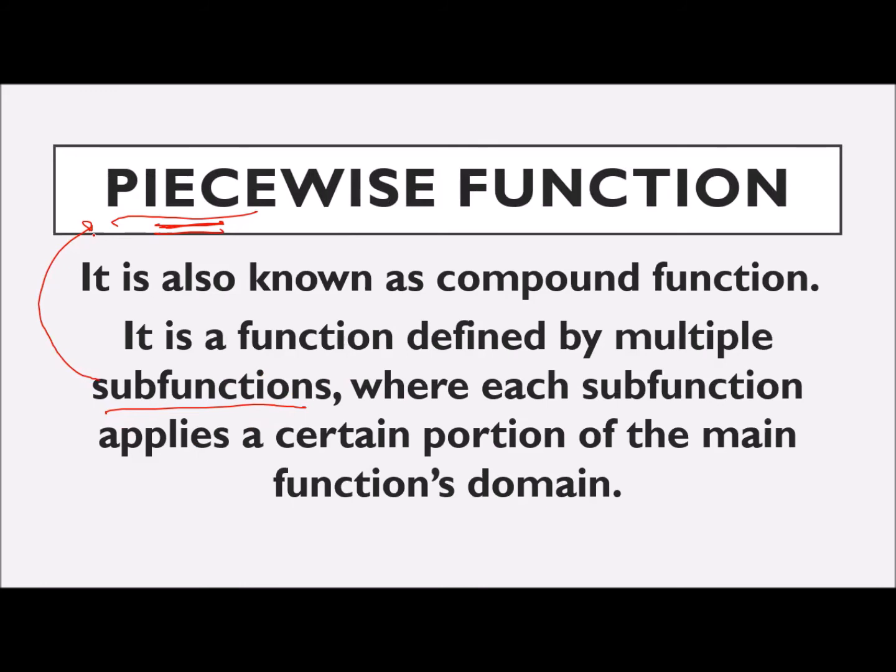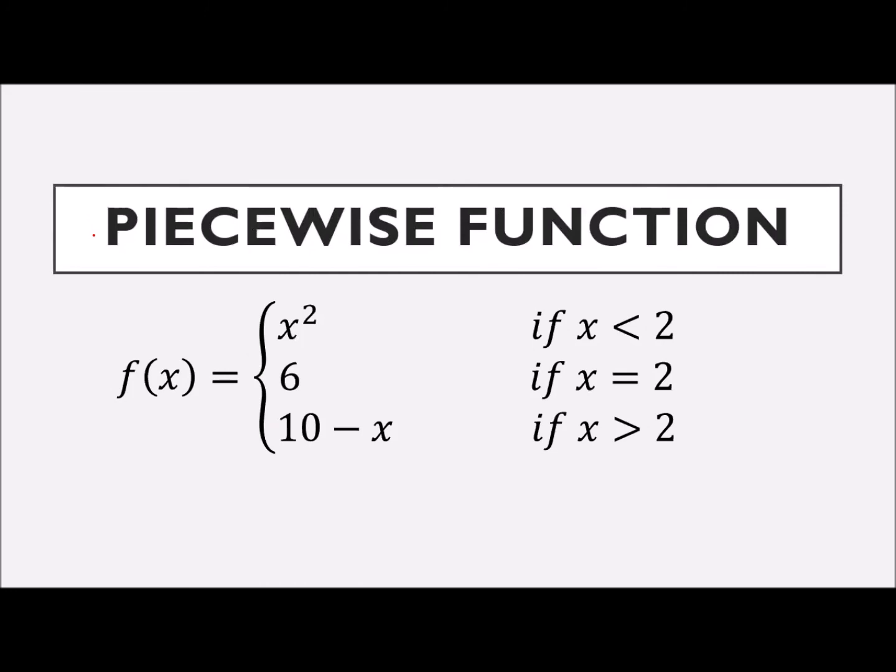Kasi may rule. May sinusunod tayong rule. Anong ibig sabihin nun, ma'am? Isa lang ang function natin, pero may mga parts siya. Kukunin mo si x squared kung ang value daw ng x ay less than 2. Dito naman, 6 ang sagot sa function kung ang value ng x daw ay 2. Dito naman, 10 minus x ang function kung ang value ng x ay greater than 2. Yun ang ibig sabihin ng mga ifs saan.